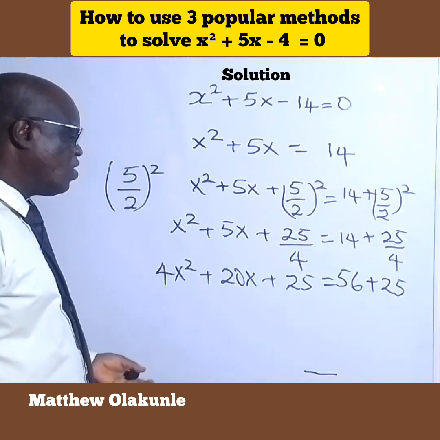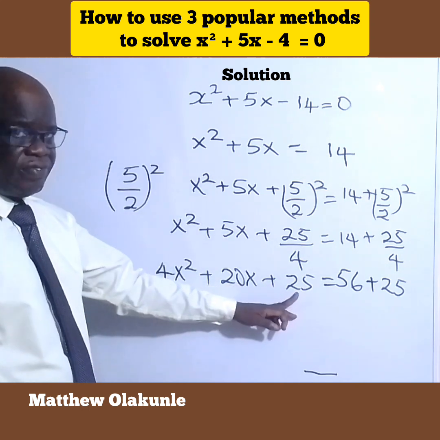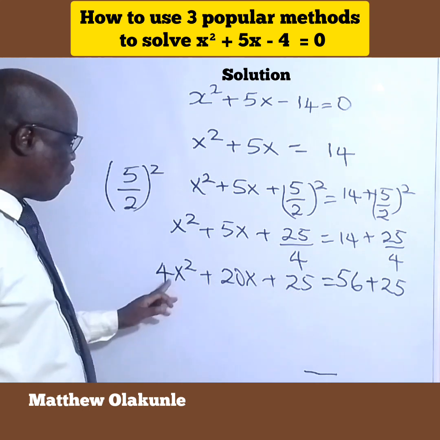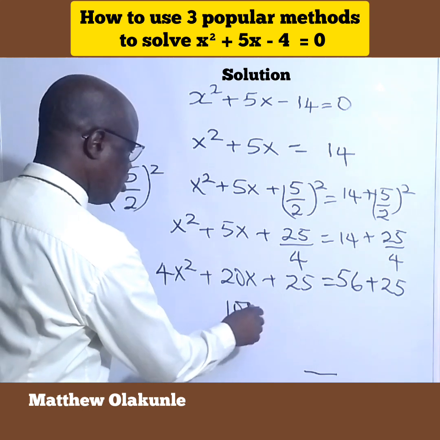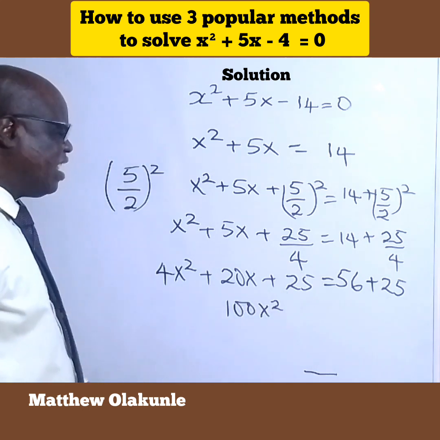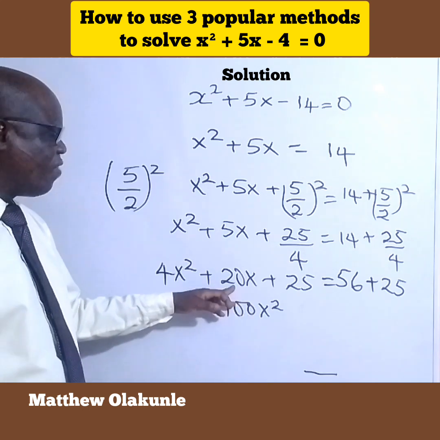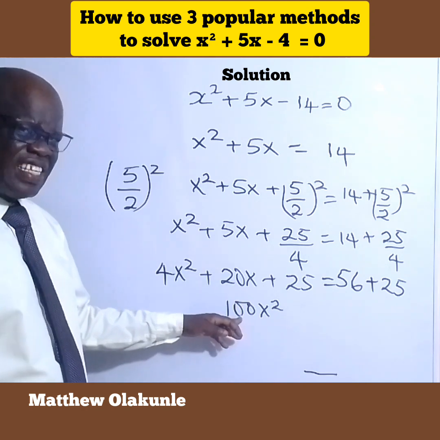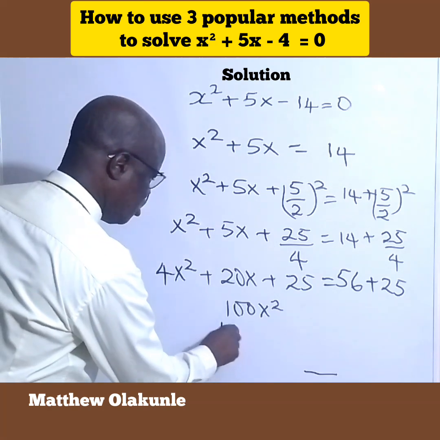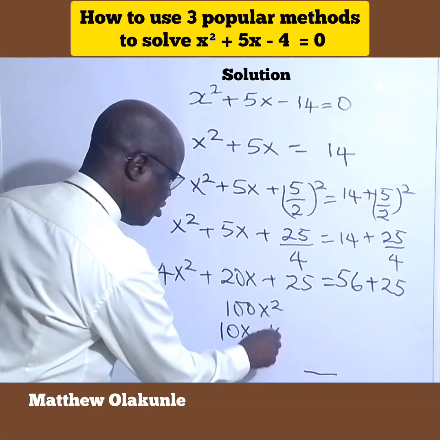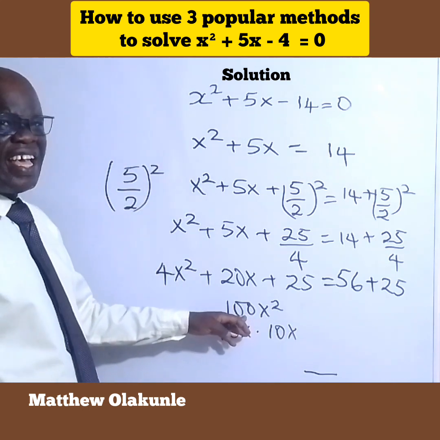Now, after you have done that, you can now say 4 multiplied by 25. You want to factorize now. 4 multiplied by 25 is 100. So we have 100x squared. Now, what can you do to this 100, in such a way that if you break it into 2, you will have 10x? 100 is the same thing as 10 times 10. So you can say 10x multiplied by 10x. So 10x multiplied by 10x will give you 100x squared.